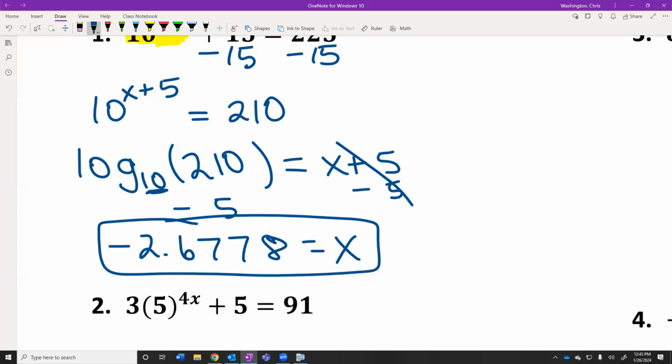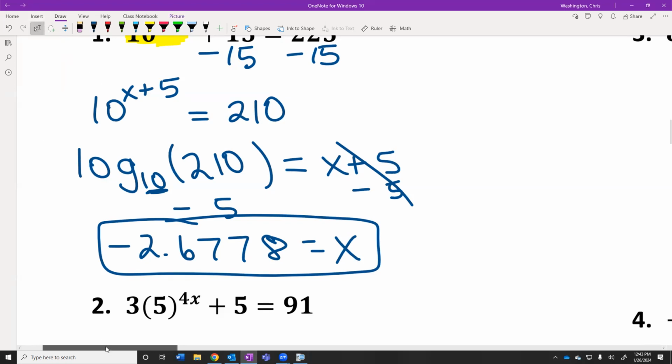Anytime the base is a 10, just use the log button. You don't need to do log over log. We don't need to do that. Just hit the log button. Any questions about number 1?